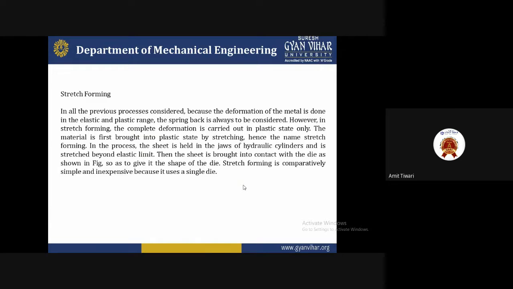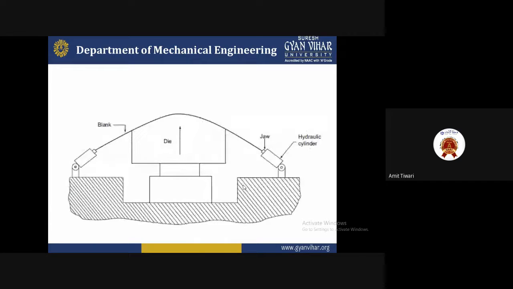Then the sheet is brought in, and you can show this diagram. This is the base, and some jaws are placed here, and these are the blank, which has to be held at the first and second end, and this is the hydraulic cylinder. You can apply forces on both jaws, and you can find out where the bending is to be decided.